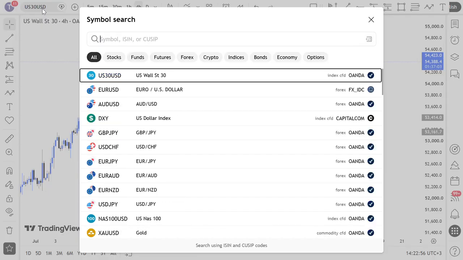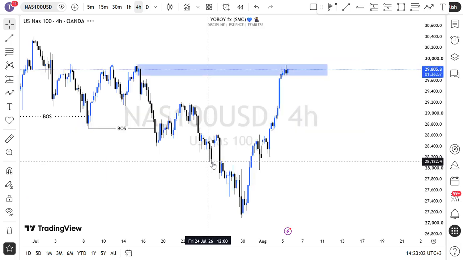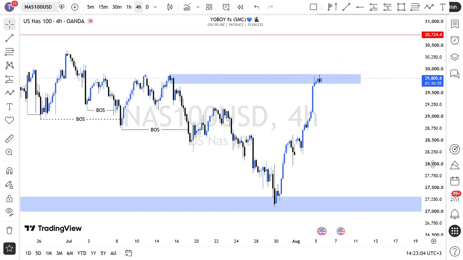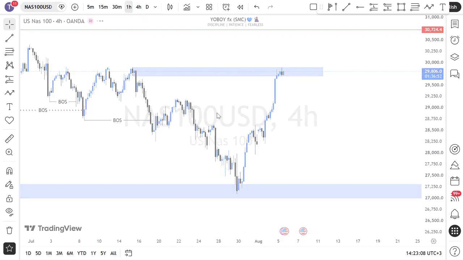So I also have another pair. I also have NAS 100. So on NAS 100, the same thing happened. Price just opened with a gap to the upside.